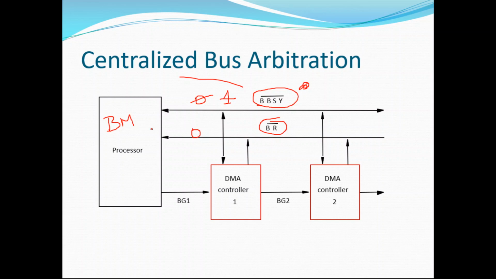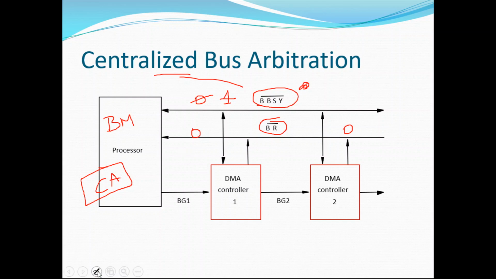In centralized bus arbitration there should be a central arbiter, so here we are assuming the processor as the central arbiter. The processor is the one which will decide who will get the bus. So if DMA controller 1 wants the bus, it should keep a 0 here. If DMA controller 2 wants the bus, it should keep a 0 here. Is it clear? This is how the concept works.